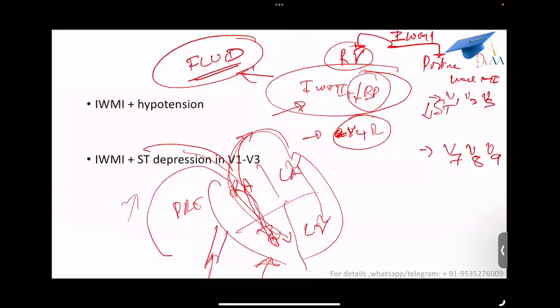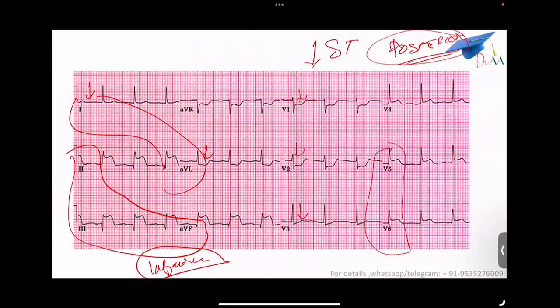Usually we see reciprocal changes, but sometimes there might be a non-specific ST segment elevation. If you really count here, there is only 1 mm of elevation. We look for more than 1 mm of elevation. This usually tends to happen when there is a posterior wall involvement, where ST segment depressions are seen.